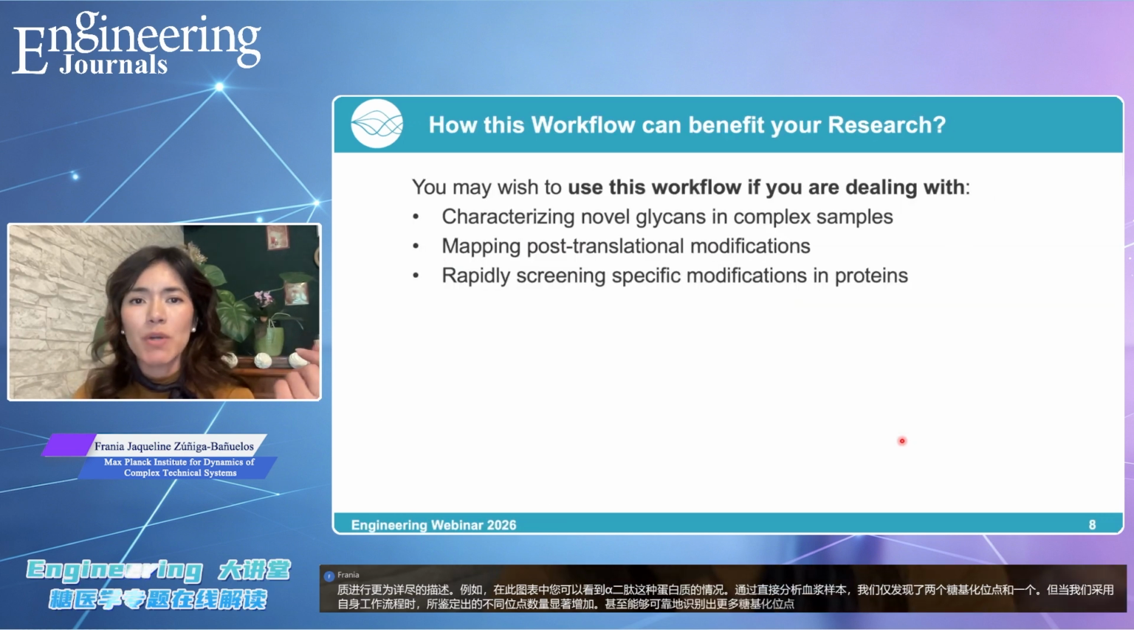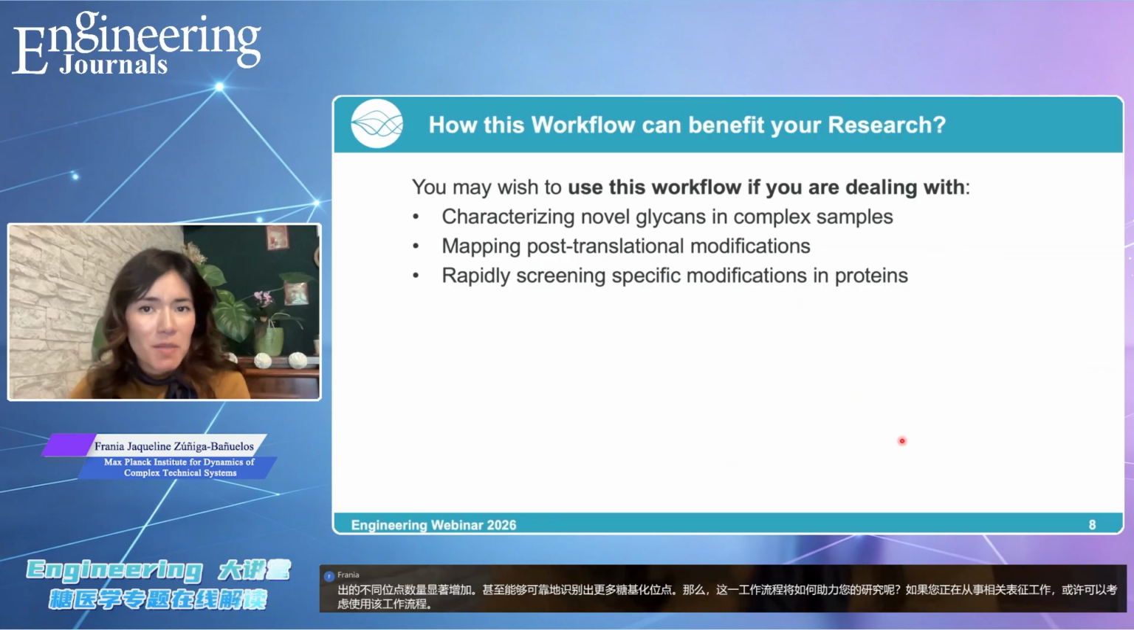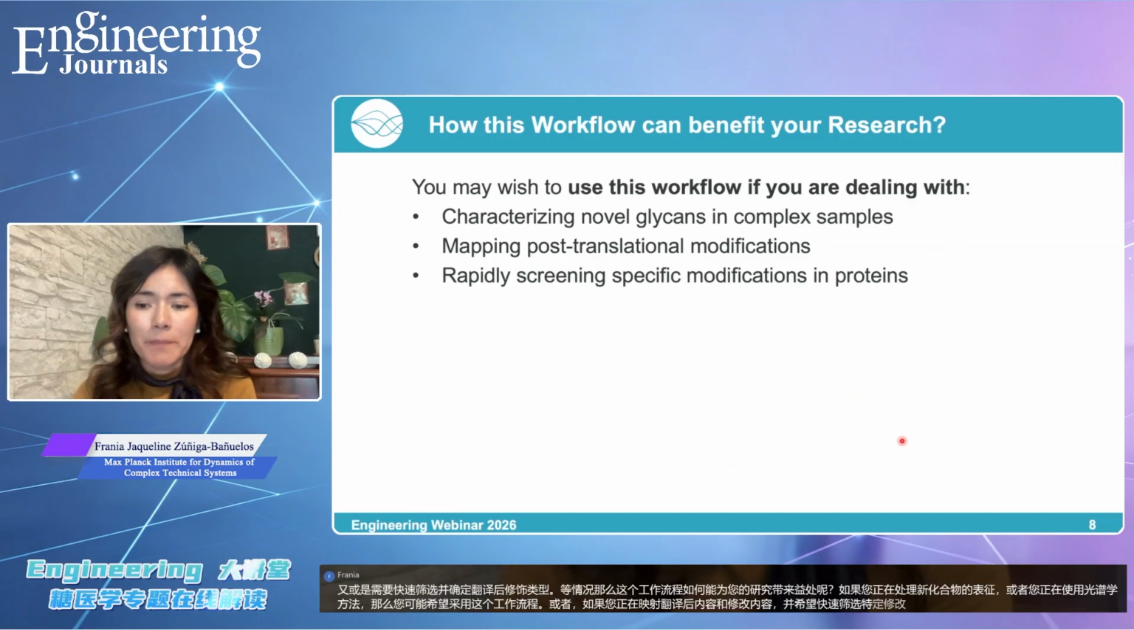So how can this workflow benefit your research? You might wish to use this workflow if you are dealing with characterizing novel glycans, if you are working with mass spectrometry, of course, or if you are mapping post-translational modifications and you want to rapidly screen specific modifications in proteins. And I want to show you an example.